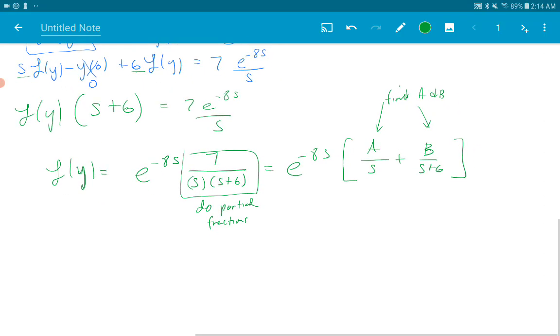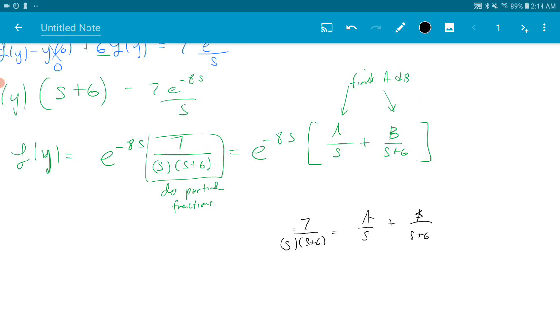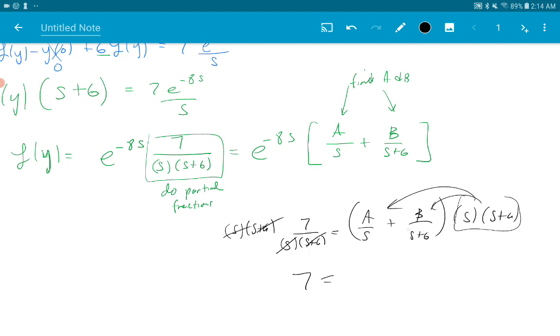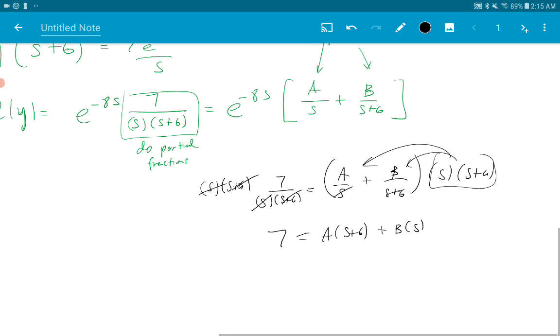Okay, so I think we've done this a few times now, right? You say, okay, well, 7 over s times s plus 6 equals a over s plus b over s plus 6, and clear fractions, so multiply both sides by s and s plus 6. And of course, they'll both cancel over here. So we get 7 equals, and we distribute this to both terms, and then in the first term, the s's cancel. In the second term, the s plus 6's cancel. So I'm left with a times s plus 6, because that didn't cancel, plus b times s, because the s didn't cancel. And this has to be true for all s.